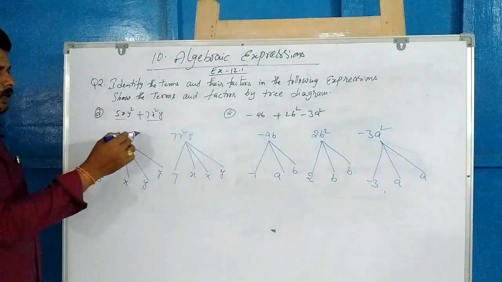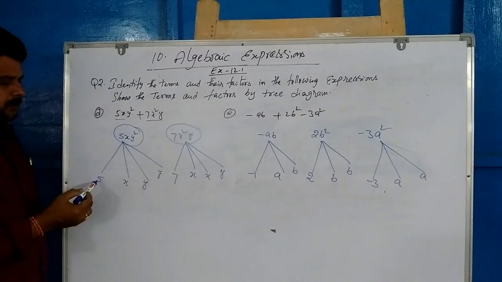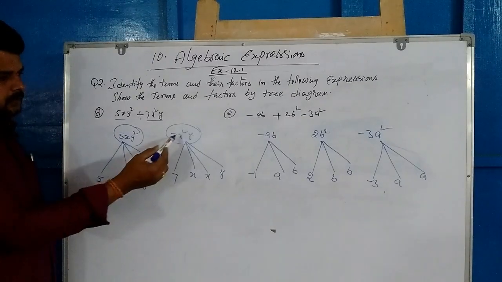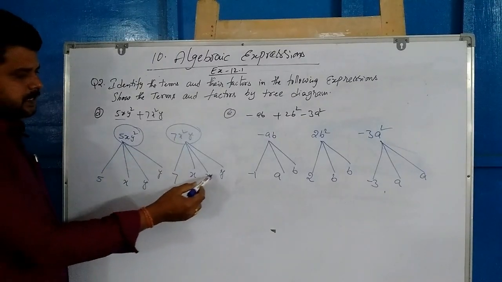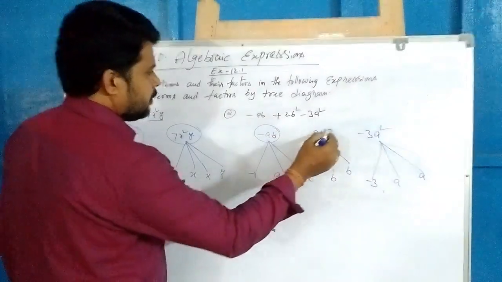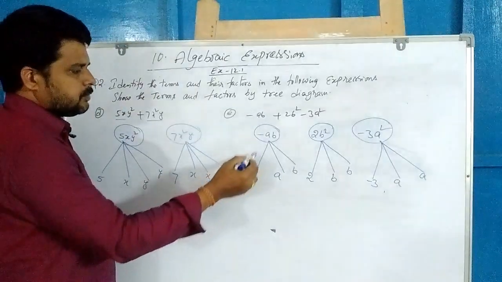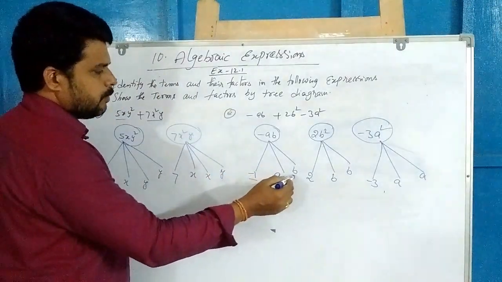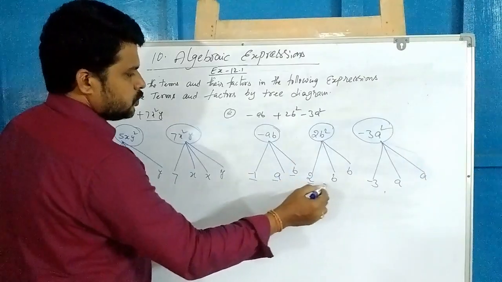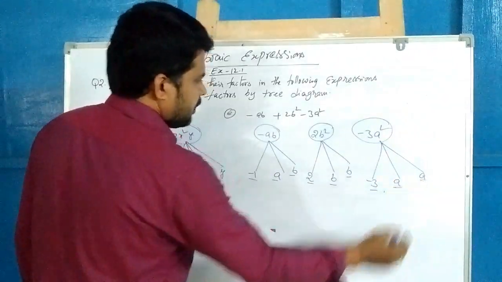So terms, we have two terms, 5xy square and 7x square y. So factors are 5, x, y. 7x square y factors are 7, x, x, y. So the last one, we have three terms, minus ab, 2b square, minus 3a square. Minus ab factors are minus 1, a, b. 2b square factors are 2, b, b. Minus 3a square, minus 3, a, a.